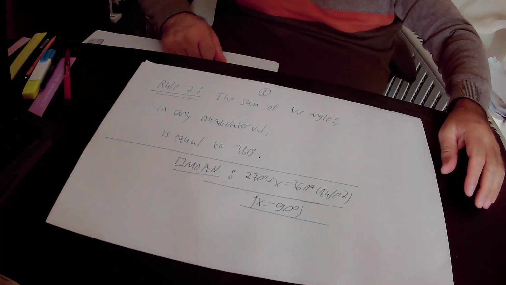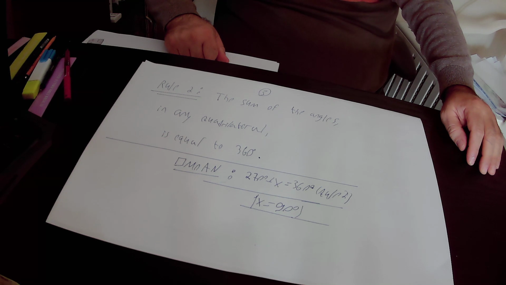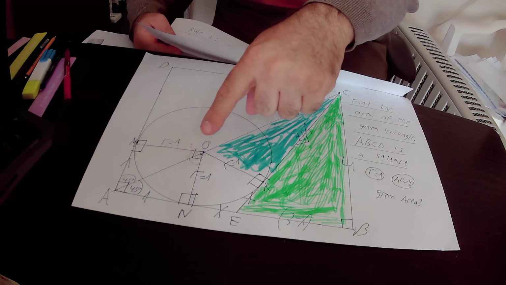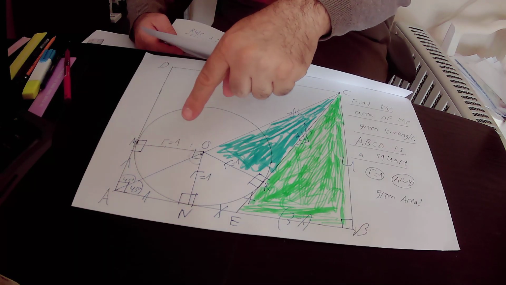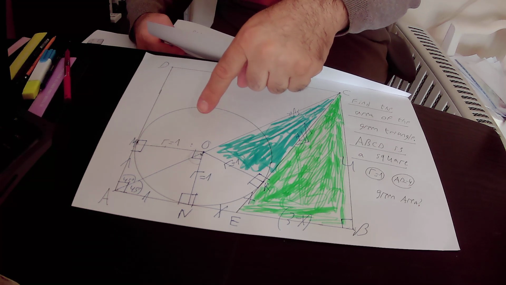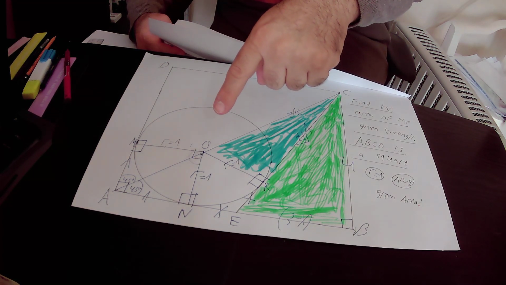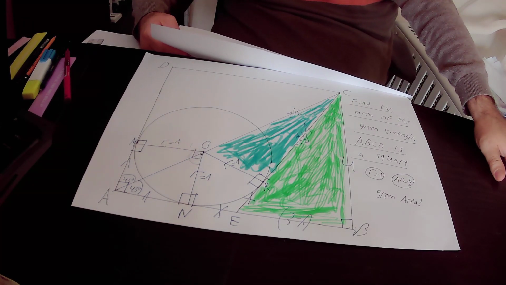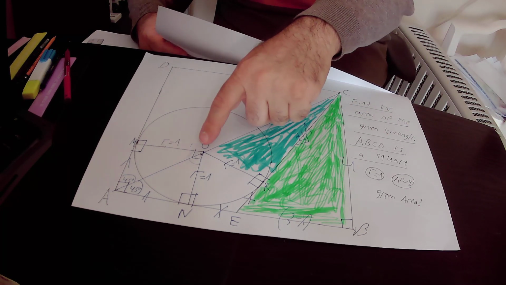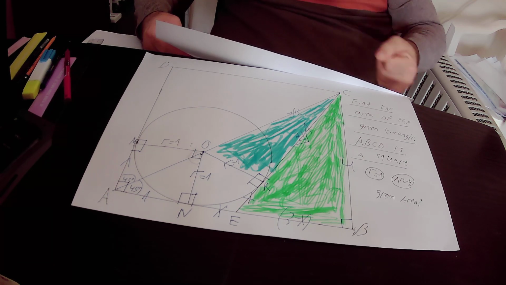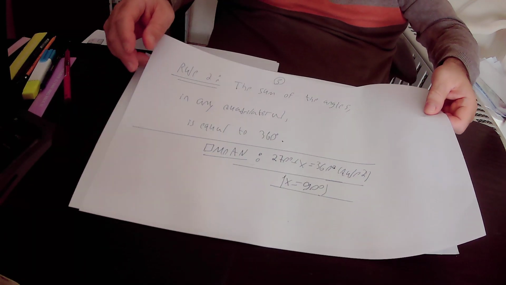According to rule number two, the sum of the angles in any quadrilateral is equal to 360 degrees. And if we relate to quadrilateral MOAN, according to rule number two, the sum of its angles must be equal to 360 degrees. So which angles? Quadrilateral MOAN has three right angles, 1, 2, 3. The sum of three right angles is 270 degrees, plus the size of the fourth angle. The sum of those four angles must be equal to 360 degrees according to rule number two.